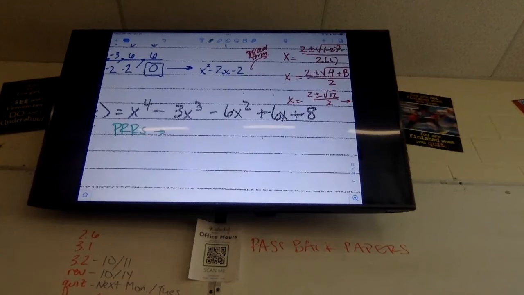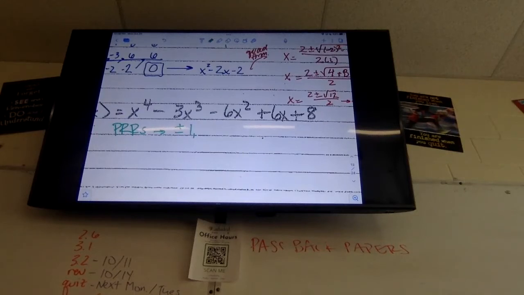Remind me, what goes on the top of the PRR? Factors of 8, thank you, Barry. I'm going to do plus or minus, because we always need plus or minus there. It could be positive, it could be negative. Factors of 8 include 1, Billy?